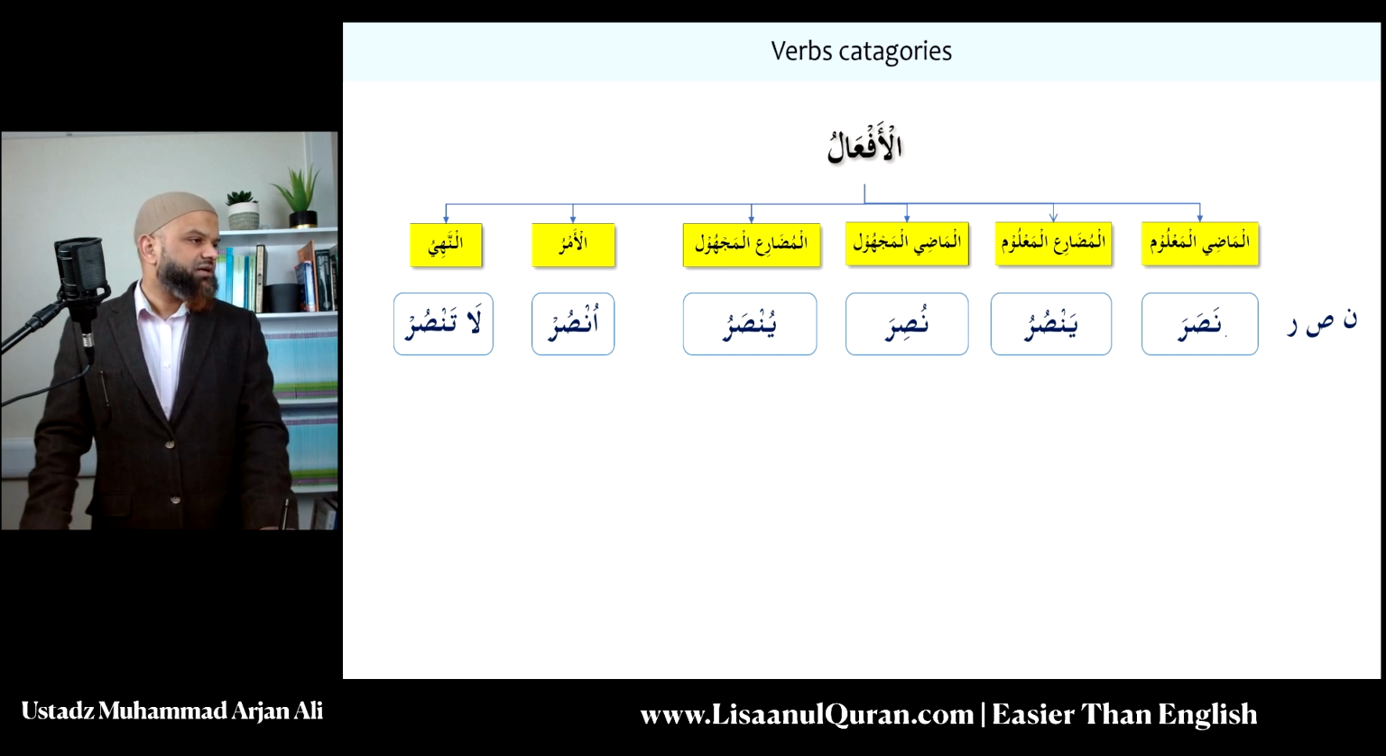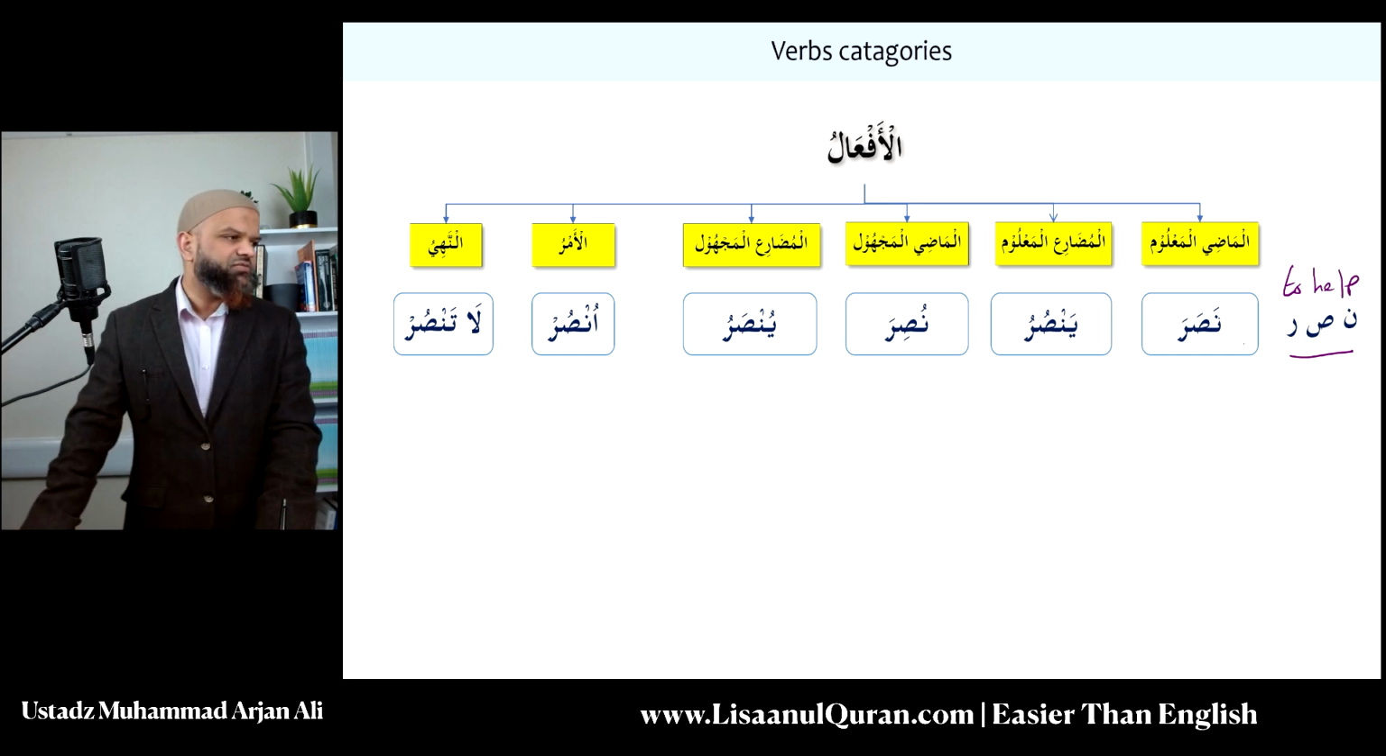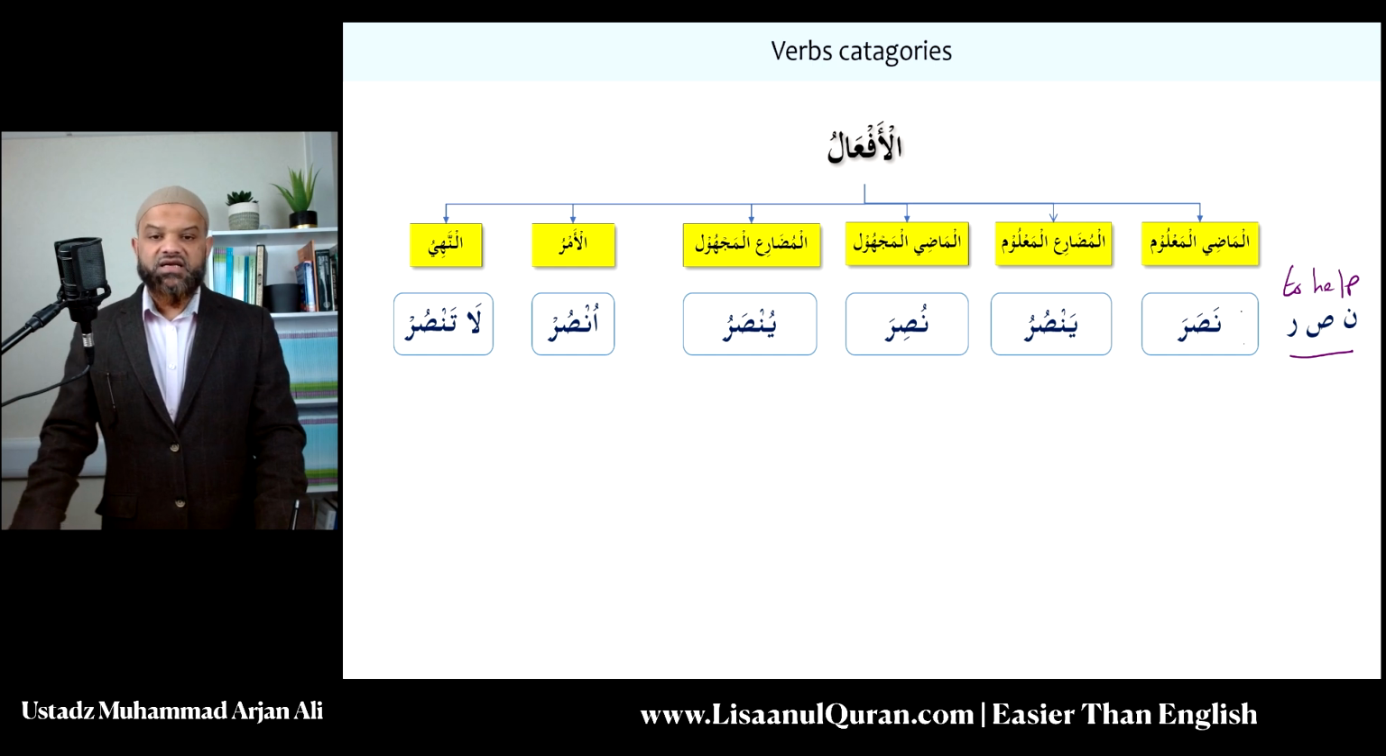On the screen, you have now different categories of verbs which are derived from the three root letters. We have taken, for example, noon, sad, and ra, which you should be very familiar with, which has the basic meaning of to help. To help or to give victory, that kind of meaning. And to form the past tense, nasara, because we know it conforms to this pattern. Yansuru, which is your mudare, imperfect tense. So the action that is not yet complete, and this one is action that has been completed.